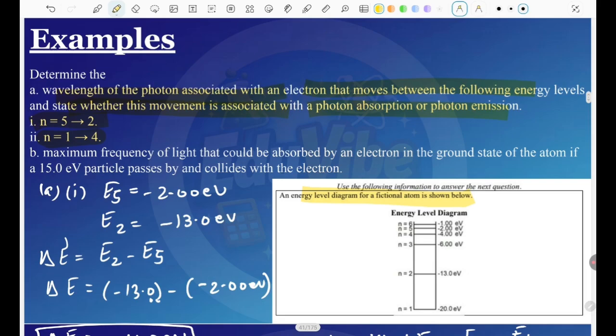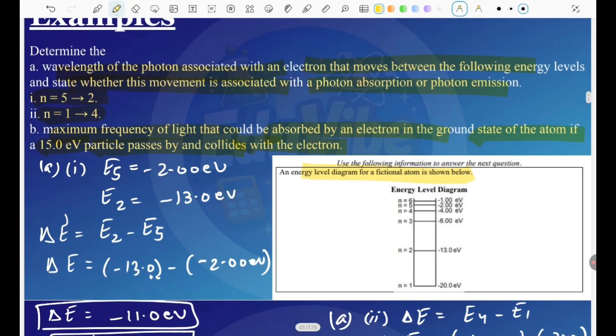For the second part, the maximum frequency of the light that would be absorbed by an electron in the ground state of the atom if a 15.0 eV particle passes by and collides with the electron. So they mentioned that we have to find the maximum frequency which is absorbed by the ground state if the 15.0 eV is enabling that. Okay. So the electron can only jump to a level whose energy difference is less than or equal to 15.0 eV.